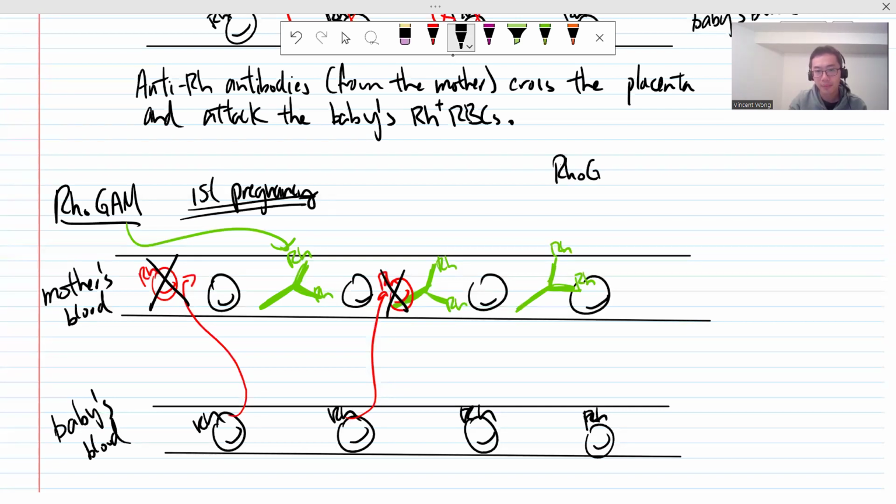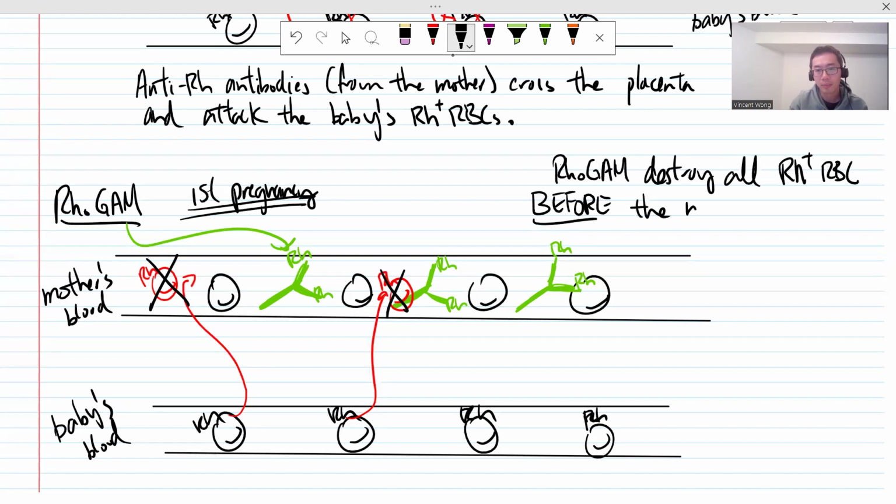So RhoGAM destroys all Rh positive RBC before the mother's immune system is triggered. Right? So that's going to prevent sensitization.